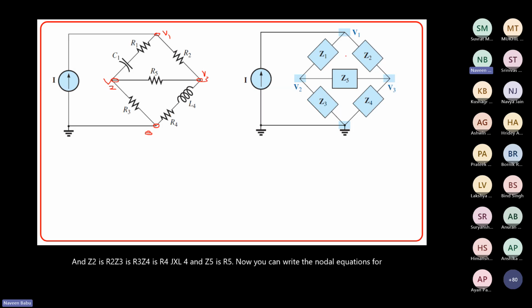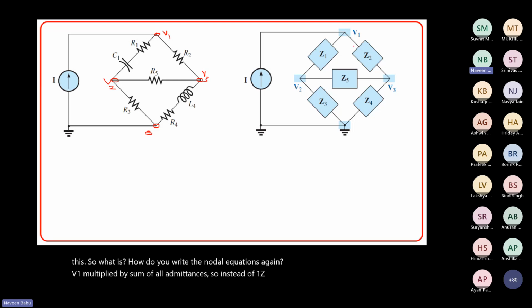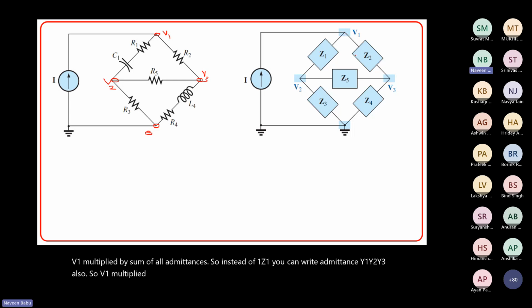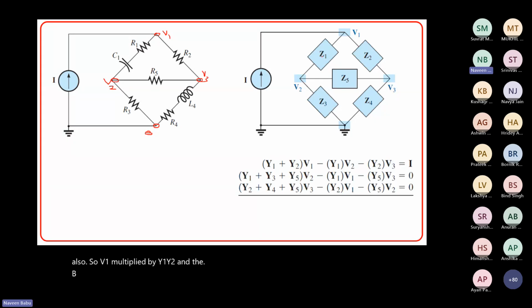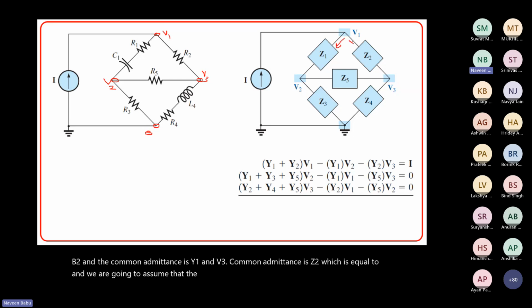So how do you write the nodal equations? Again, V1 multiplied by the sum of all admittances. Instead of 1 by Z1, you can write admittance Y1, Y2, Y3 also. So V1 multiplied by Y1 plus Y2, and minus V2 with the common admittance Y1, and minus V3 with the common admittance Y2, which is equal to, and we are going to assume that the currents are leaving all these nodes and here the current is already entering. So current leaving must be equal to plus sign.